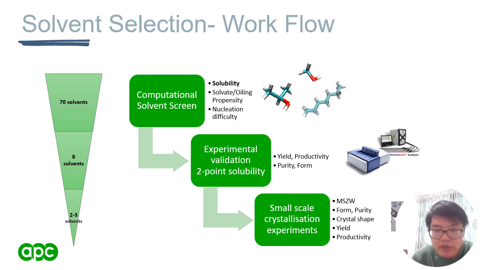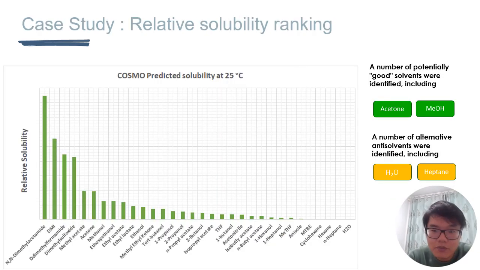So this 2-point solubility measurement will inform the yield and productivity, and also the wet cake or dry cake can be analyzed for purity and form check. And finally, the most promising 2 to 3 solvents will be examined at a crystallizer scale, through which further info such as metastable zone width, crystal form, purity, crystal heat, process yield, and productivity can be examined. Up to this project, we screened about 35 solvents.